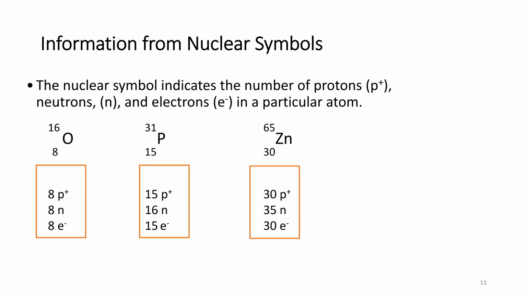All right, the nuclear symbol indicates the number of protons, neutrons, and electrons. So let's go through this real quick. Oxygen has 8 protons, right? That's the bottom number. 8 electrons because the atom is neutral. So your neutrons is 16 minus 8, which is 8. So everything is 8. For this one, you have 15 protons, 16 neutrons, 31 minus 15, 15 electrons, done. Zinc, your protons and electrons are 30. Your mass is going to be 65. So 65 minus 30 gives my neutrons, which is 35.